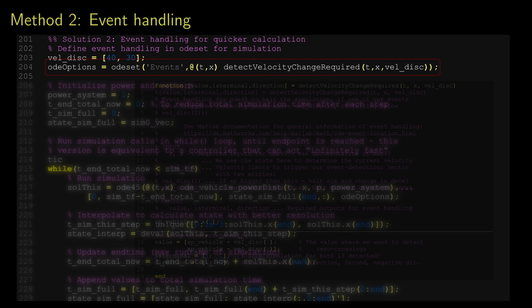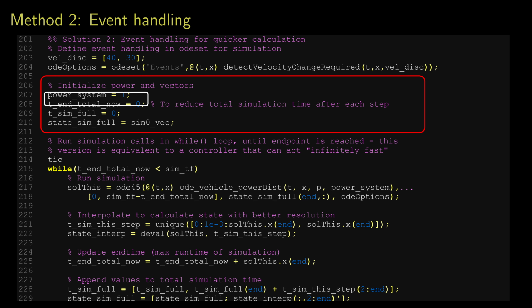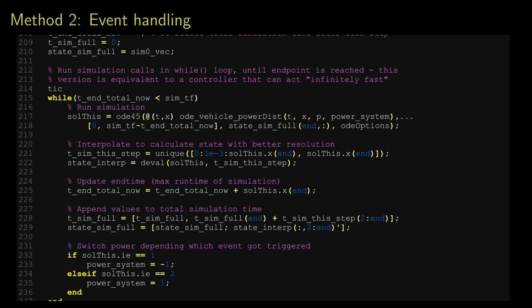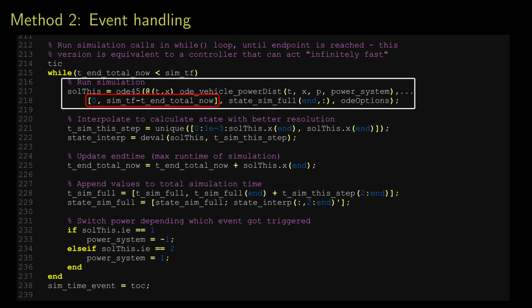To run the simulation with event handling, we first initialize a couple values up here: the power of our system at the start, a helper variable to define our simulation end time, and two vectors to append the simulation steps to. Then we call our simulation in a while loop like you see here. When running the ode-function integrator, we only define a start and end point and interpolate our simulation result later on ourselves. The simulation runs until our event handling gets triggered.